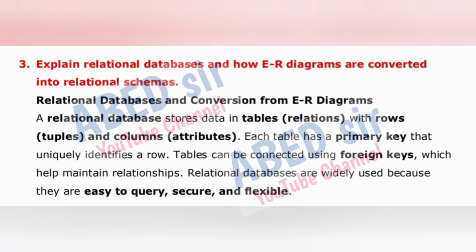A relational database stores data in tables, relations, with rows, tuples, and columns, attributes. Each table has a primary key that uniquely identifies a row. Tables can be connected using foreign keys, which help maintain relationships. Relational databases are widely used because they are easy to query, secure, and flexible.